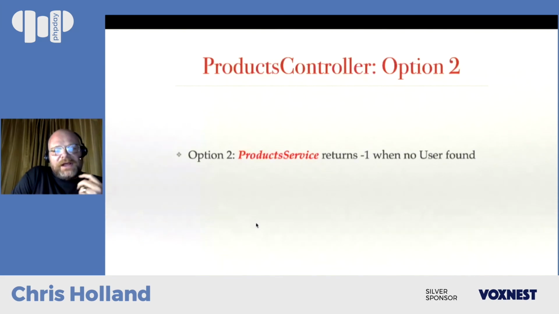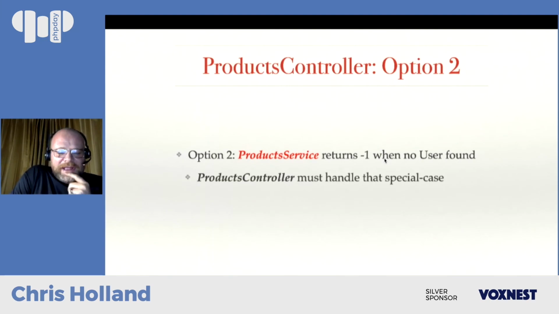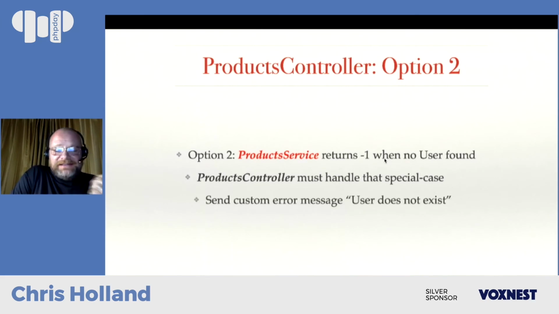Okay, so now let's look at option 2. Now I want to try to be more helpful to people using my API, right? So I'm going to leverage the fact that my product service can return -1 when no user was found. And so now the products controller must handle that special case and send a custom error message that says user does not exist.